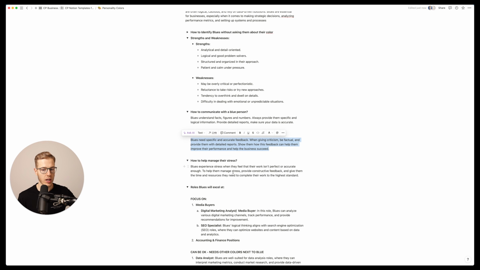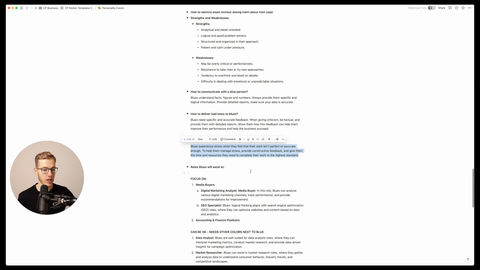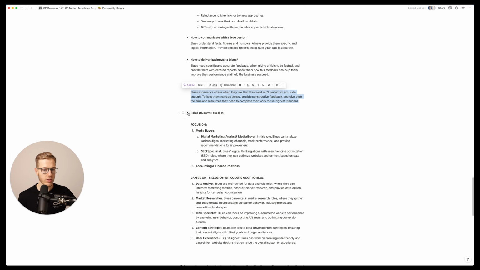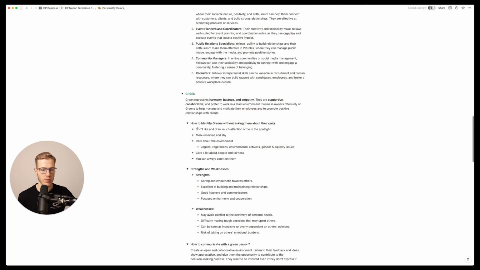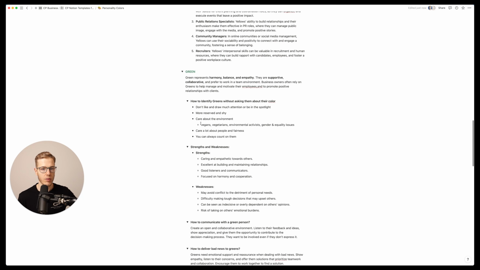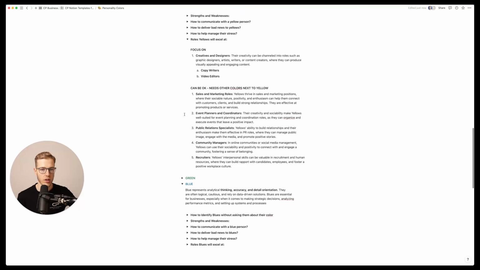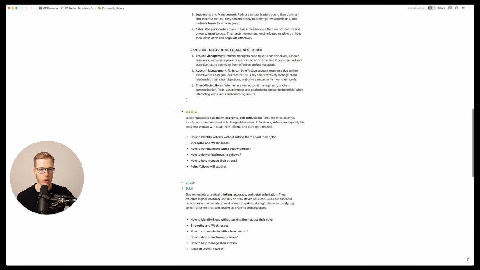And then this is how you can help them manage their stress: give them good feedback, so they can work to the highest standard. That's really important for them. And these are the roles they will excel at. And we have created this for the green position here, how to identify them. And we have created this also for the yellows and for red people.